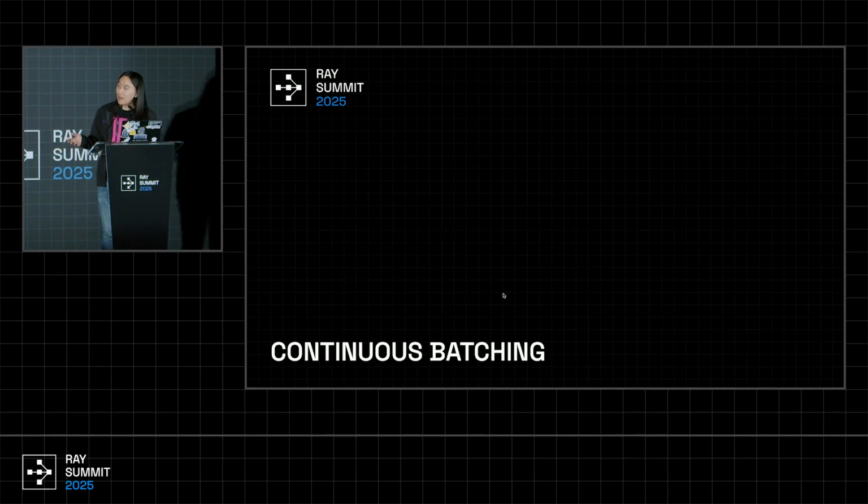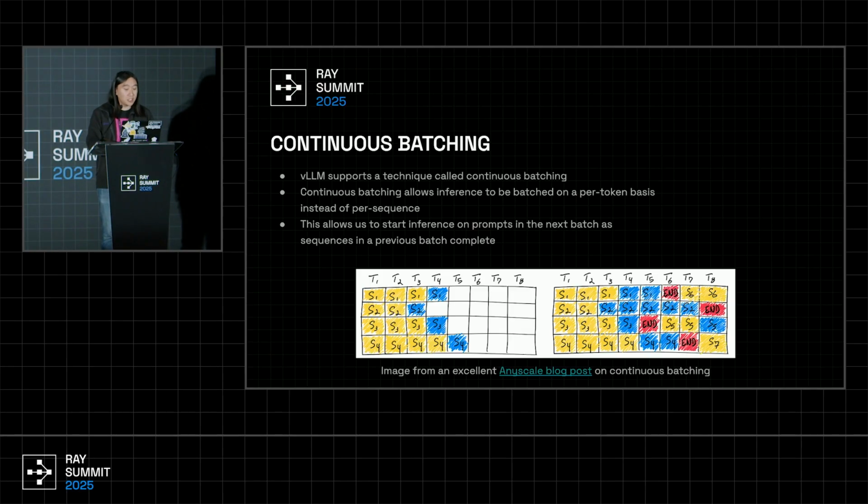So how do we solve that? Well, introducing continuous batching. vLLM, the serving engine, supports a technique called continuous batching, where inference is batched not on a per sequence or per request level, but on a per token level. So what this essentially allows us to do is start inference on prompts in a subsequent batch while the ones in a previous batch complete. And there's great pipelining within that.